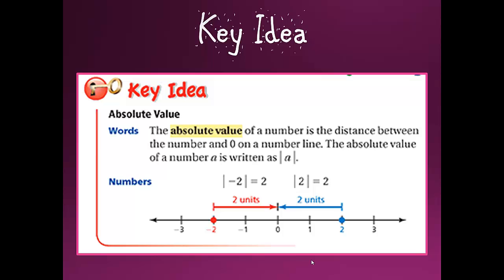Now we have another key idea. This one's for absolute value. The absolute value of a number is the distance between the number and 0 on a number line. The absolute value of a number A is written as absolute value of A.